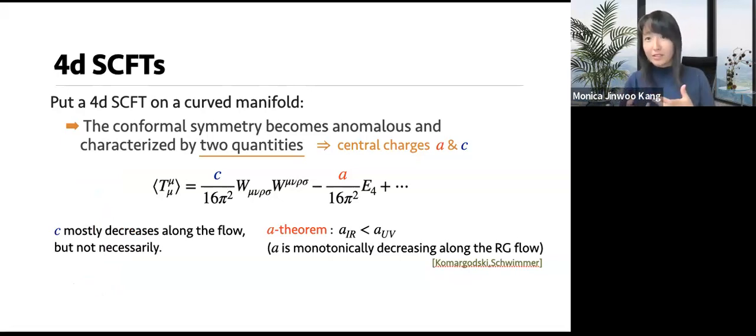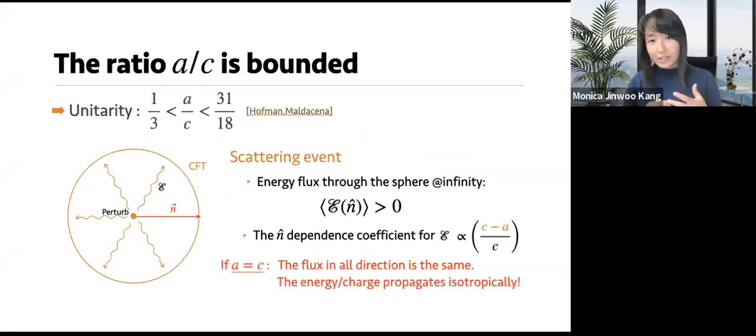But a composite of A and C will have some understandings that we can really think of. In fact, what values the ratio can take will depend on the number of supersymmetries. What I mean is that the ratio is explicitly bounded from below and from above, due to the unitarity of the theory, as we'll only care when the theory is unitary. If there is nothing else in mind other than just having 4D and conformality, the Hofman-Maldacena bound will give us that A over C is bounded below by 1/3 and bounded from the top by 31 divided by 18.